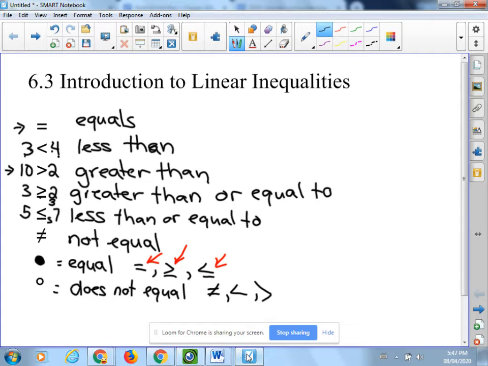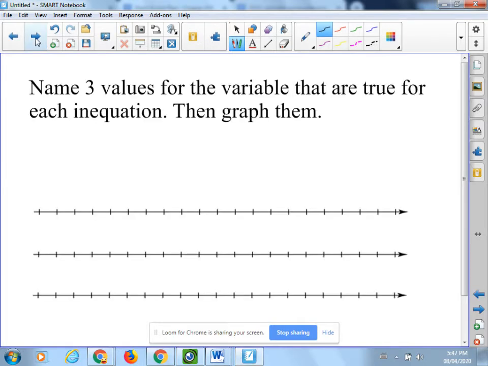Okay, so these are the symbols that are very important when it comes to solving inequalities, and we're going to put them to use right now. So name 3 values for the variable that are true for each inequation, and then graph them. So if I give you an inequation, which means I'm not just using the equal sign, but I need to use a greater than or less than sign as well. So if I pick something like 4 is greater than x, okay? When it says to name 3 values for the variable, that means I'm trying to come up with 3 separate answers that would be correct for the value of x.